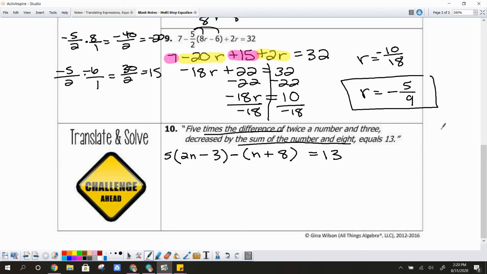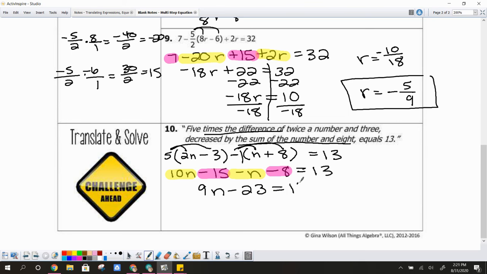But now we have our setup here, so we're going to go ahead and solve. So step 1 is to distribute. I'm going to distribute to both parts. This is like a -1, remember? So I have 10n minus 15 minus n minus 8 equals 13. Step 2 is to combine our like terms. So we're going to go ahead and combine those. So I have 10 minus 1, which is 9. And then negative 15 minus 8 is negative 23. Equals 13.